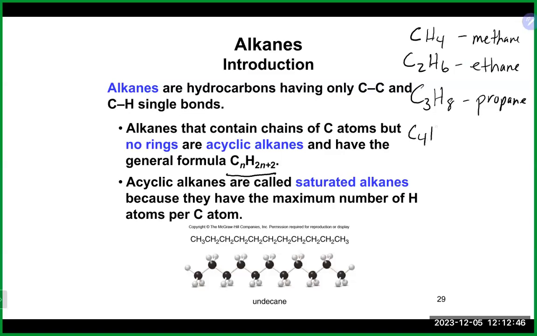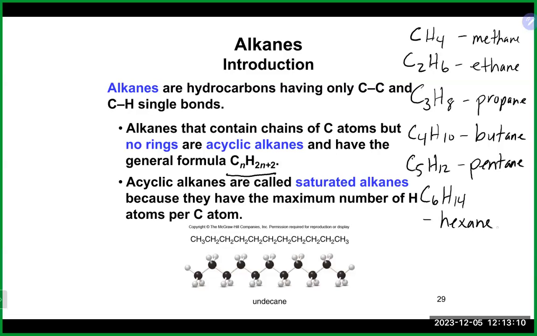4 carbons would give me 10 hydrogens. That is butane. 5 carbons, 12 hydrogens is pentane. At this point, it goes with the prefixes like penta, hexa, hepta. 6 carbons would give me 14 hydrogens. That's going to be hexane. 7 carbons gives me 16 hydrogens. That's going to be heptane.